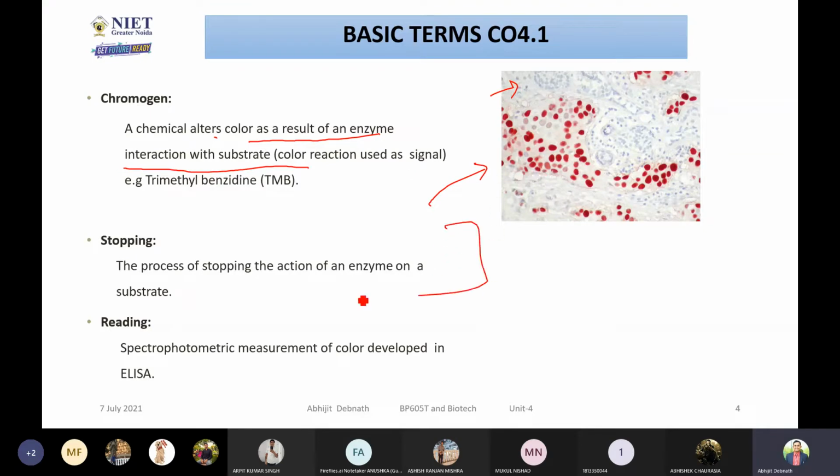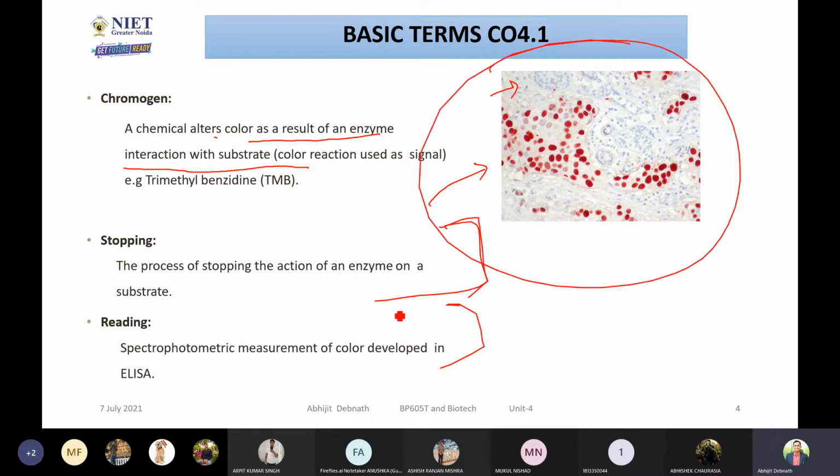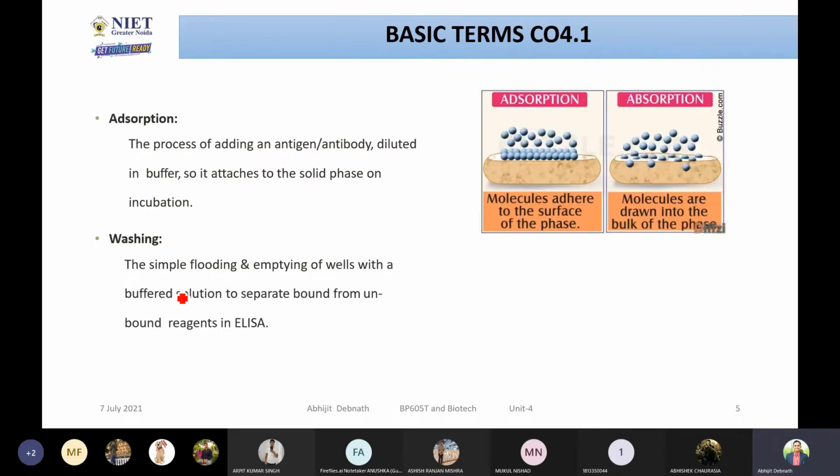Stopping means the process of stopping the action of an enzyme on a substrate. If enzymes are present and substrates are present, and they are reacting, and you stop the reaction, there is no further reaction happening. So you call this stopping. At that time, chromogen will give you such kind of results. It will be stagnant. It will not change this color. Then reading: whatever you are observing here, you have to analyze. For that, you can use spectrophotometric measurement of the color that developed in the ELISA.